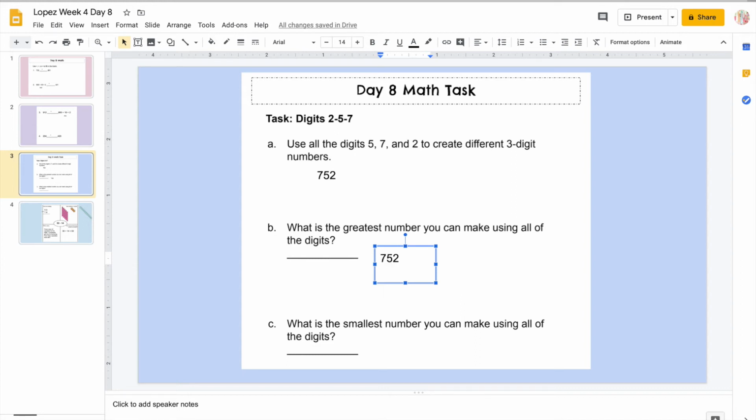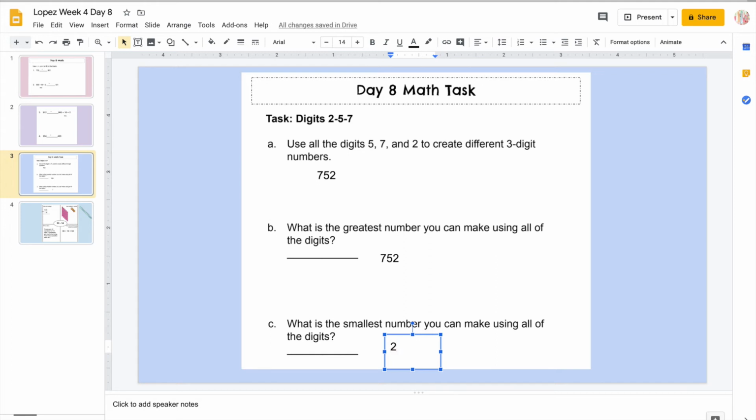And because they wanted us to show the greatest number, C is asking us, what is the smallest number you can make using all of the digits? Whereas in B we were focusing on which number had the greatest value, now we're going to be looking at the numbers that have the least value. So I'm going to go ahead and add a text box here. And we're going to look for, using those 3 digits, which one has the least value. Comparing the 3 numbers, we know 2 has the least value.